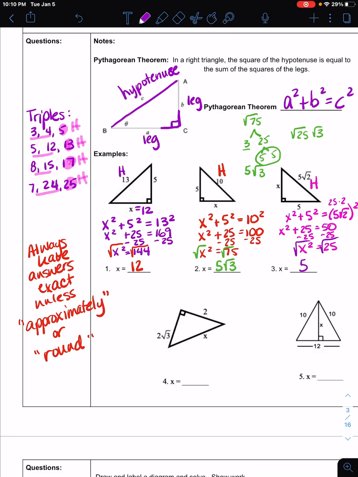Now be careful the way that the triangles are turned, because the hypotenuse is not always on the right or the left. In this particular case, find it. It's right across from that 90-degree angle. So this is the hypotenuse.